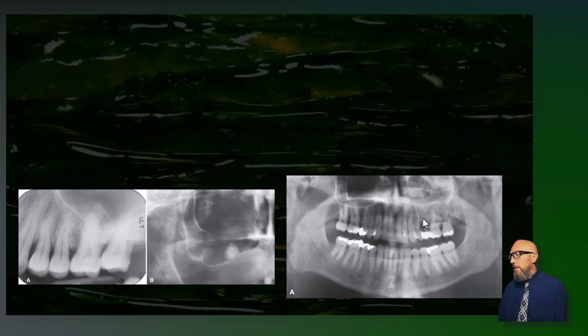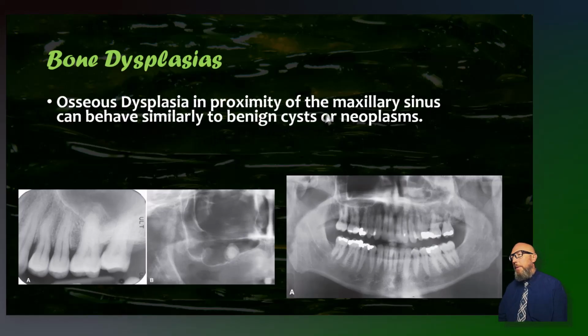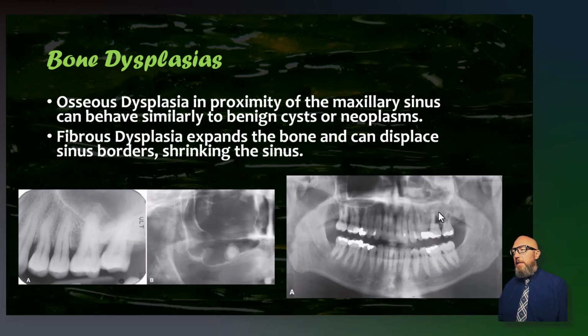What do we see over here? Opacification of the left sinus, loss of the sinus borders. But look at the kind of granular, almost cotton wool in some cases appearance. But more so, I'd say most of it is granular and something expanding into the sinus. What does that look like to you? That's our fibrous dysplasia. So osseous dysplasia in proximity of the maxillary sinus can behave similar to a benign cyst. Largely, like in this case, it's because the sinus is pneumatizing around it, not because it's continuing to grow into it, although it may be a combination of both. And then that was our fibrous dysplasia, expanding bone, displacing sinus borders, relatively shrinking the sinus, right? Because it's growing into its place.